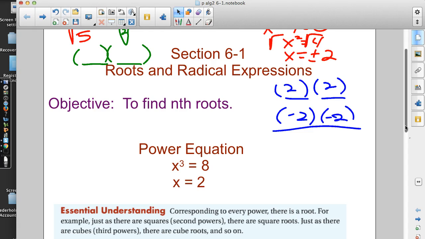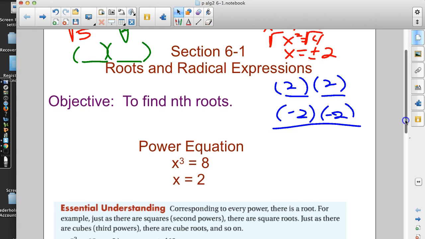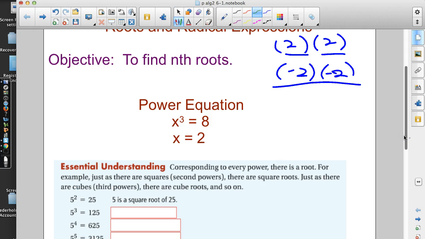In the middle of the page, you see a power equation: x cubed equals 8. Hopefully, you're looking at that and saying, that's wrong. Because in chapter 5, we said this is a degree 3 polynomial. It's supposed to have 3 answers. So I need to move the 8 over, and I need to factor that bugger so I can find all of the solutions, all 3 of them. I don't just want 1, not in this chapter. In this chapter, we're going to focus on just the real solutions.